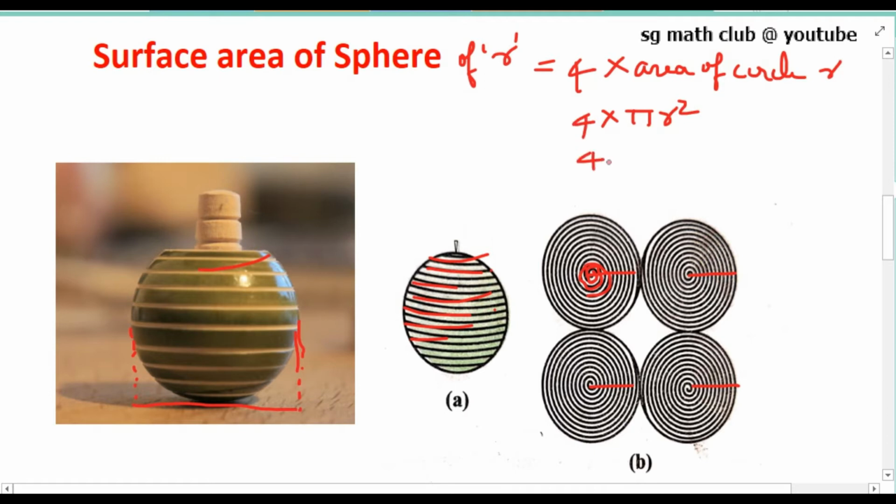So it is 4 pi r square is the surface area of the sphere. In cylinder and cone you have studied, when I say surface area, there were two: one is curved surface area and the other one is total surface area. But in a sphere there is only one surface. So curved surface area, total surface area, everything means surface area of the sphere only, and there is only one formula. So surface area of the sphere is 4 pi r square, where r is the radius of the sphere.